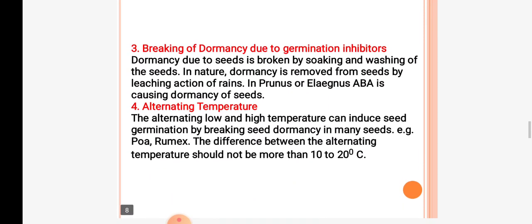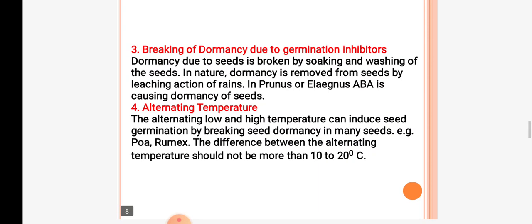In this slide, we will see about the breaking of dormancy due to the germination inhibitors. Dormancy due to seed is broken by soaking and washing of the seeds. In nature, dormancy is removed from seeds by leaching action of rains. In Prunus and Elaeagnus, abscisic acid is causing dormancy of the seeds.